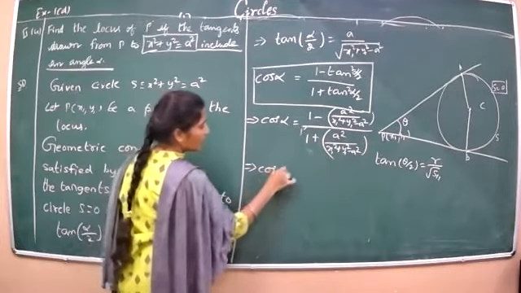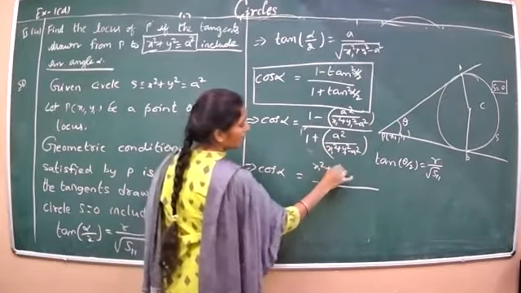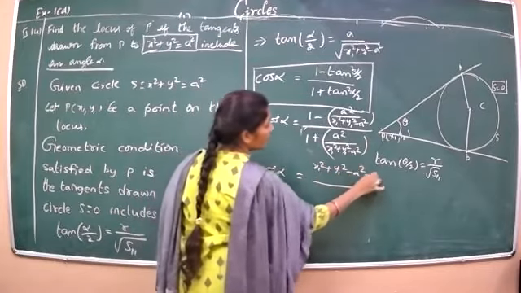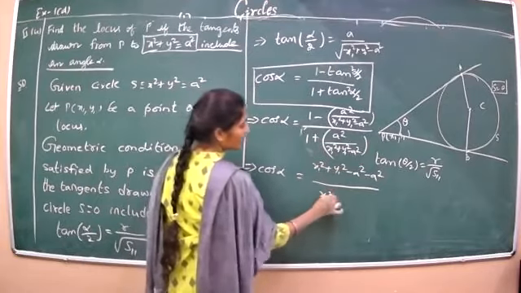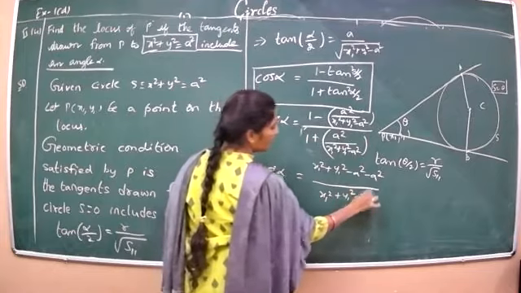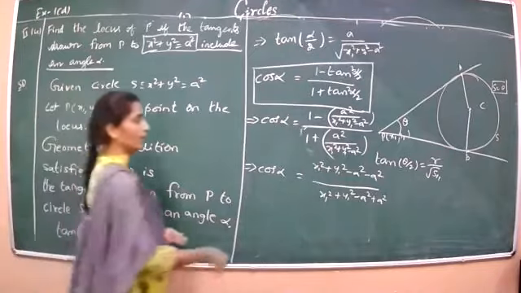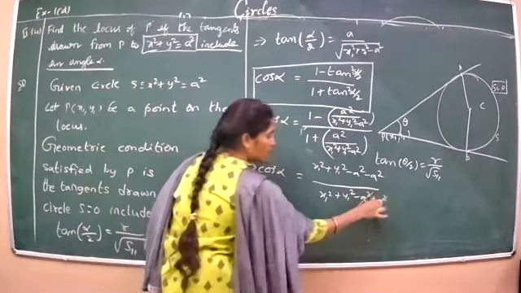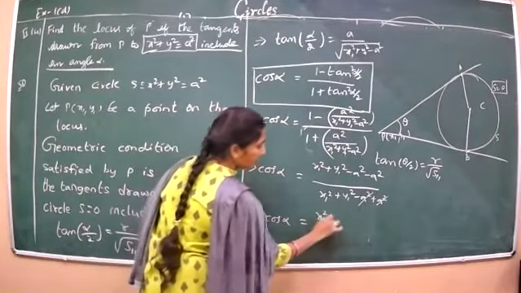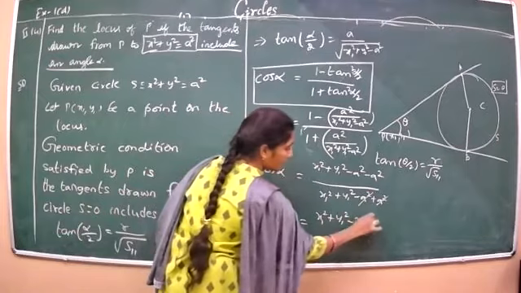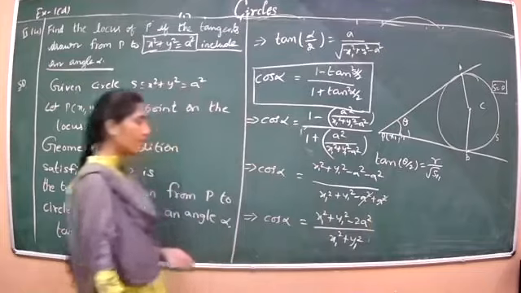From which cos alpha is equal to, let us take the cross multiplication: (x1 square plus y1 square minus a square) divided by (x1 square plus y1 square minus a square plus a square) in the denominator. As both the denominators are the same, they get cancelled. And here also minus a square plus a square is cancelled. From which cos alpha is equal to (x1 square plus y1 square minus 2a square) divided by (x1 square plus y1 square). Is this clear, children?